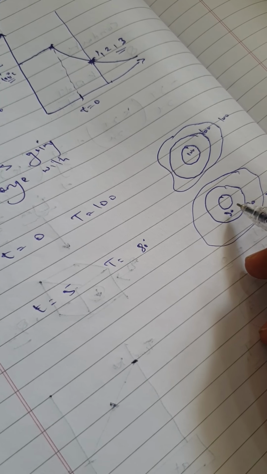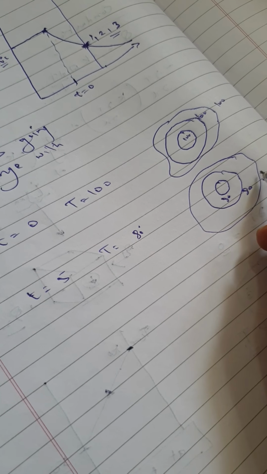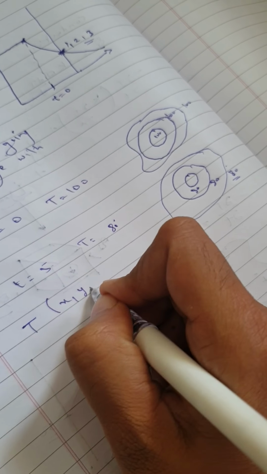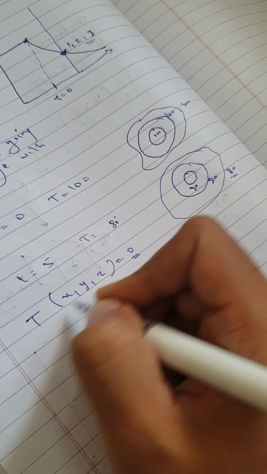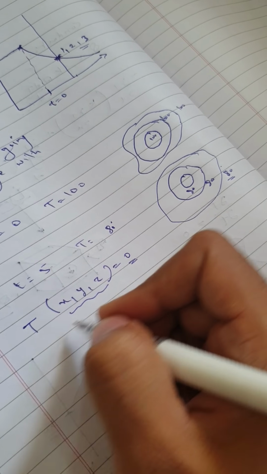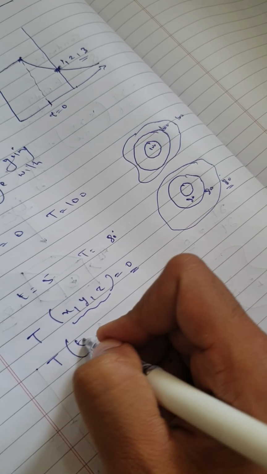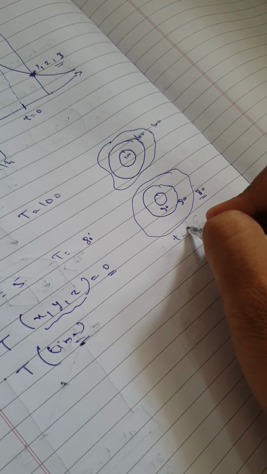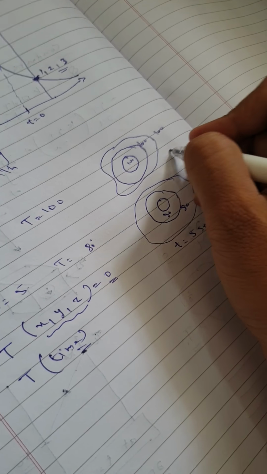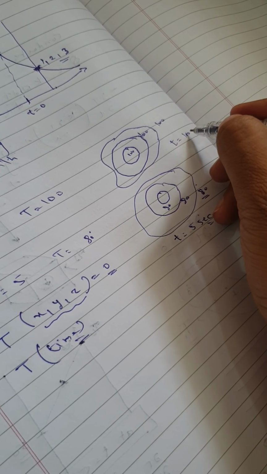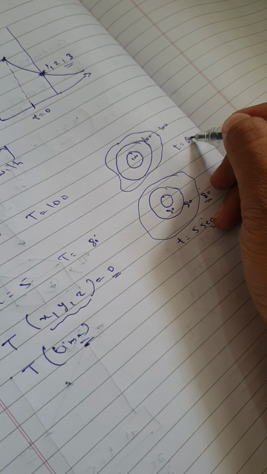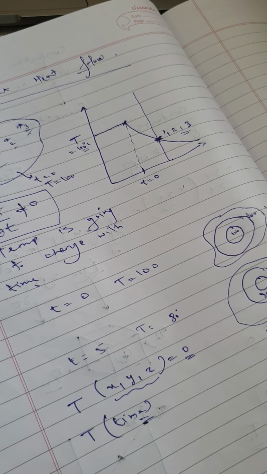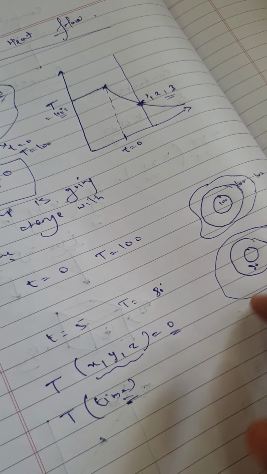So the temperature is not going to change with respect to spatial distribution. So the temperature change with respect to x, y, z is equal to 0. Temperature is not a function of x, y, z. Temperature is a function of time only. So at t equal to 5 seconds, at t equal to 10 seconds, t equal to 0 seconds, and that time is started. So this is the basic difference between our conduction and transient heat flow.